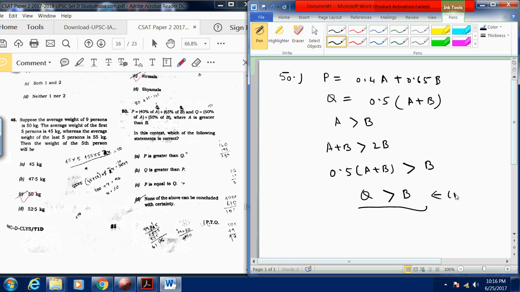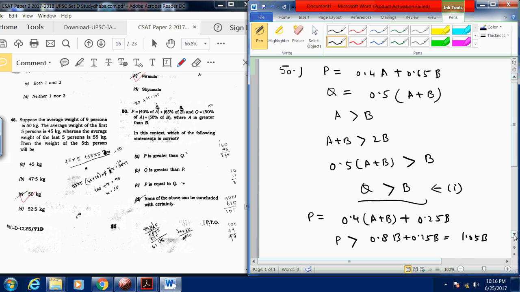One inference: Q is greater than B. Similarly, we can write P as 0.4 A plus 0.4 B plus 0.25 B. Now this can be written as P is greater than 0.8 B plus 0.25 B, which is 1.05 B. So P is greater than 1.05 B is the second inference.